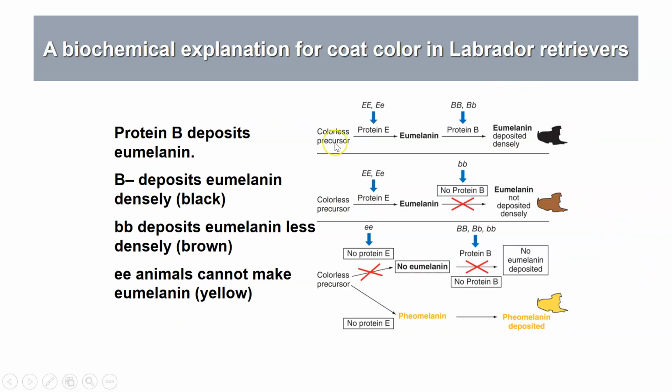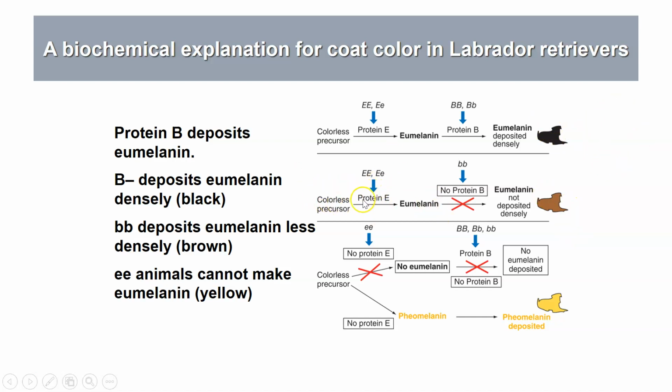This slide explains the process. So the E gene and the B gene are cooperating in this phenotype. The E gene produces an enzyme, protein E here, which converts a colorless precursor to the dark pigment eumelanin. The B gene produces a protein B. This is not an enzyme, but this protein is involved in depositing this pigment in the fur of the animal. So if you have functional protein E and B, you produce the dark pigment and you deposit a lot of it densely in the fur. Dense deposition results in the black lab phenotype.